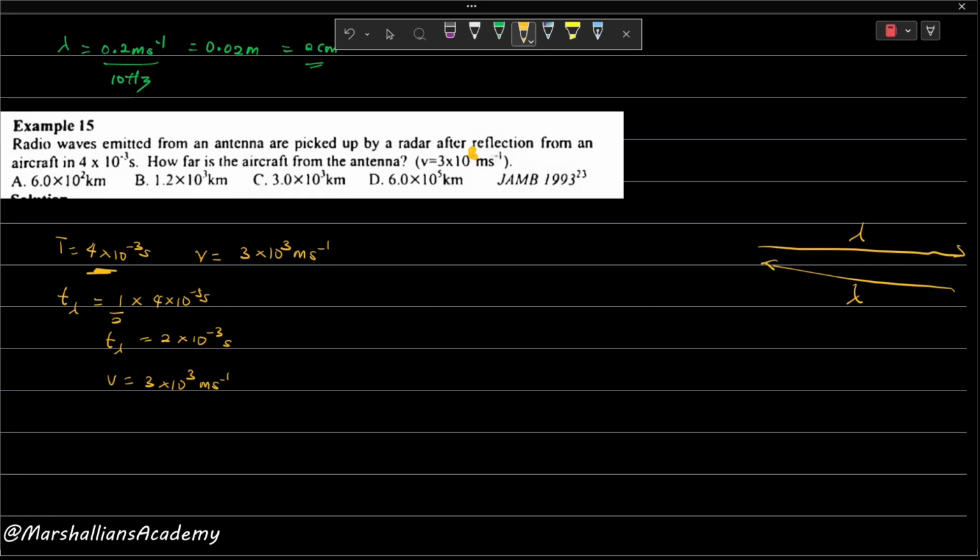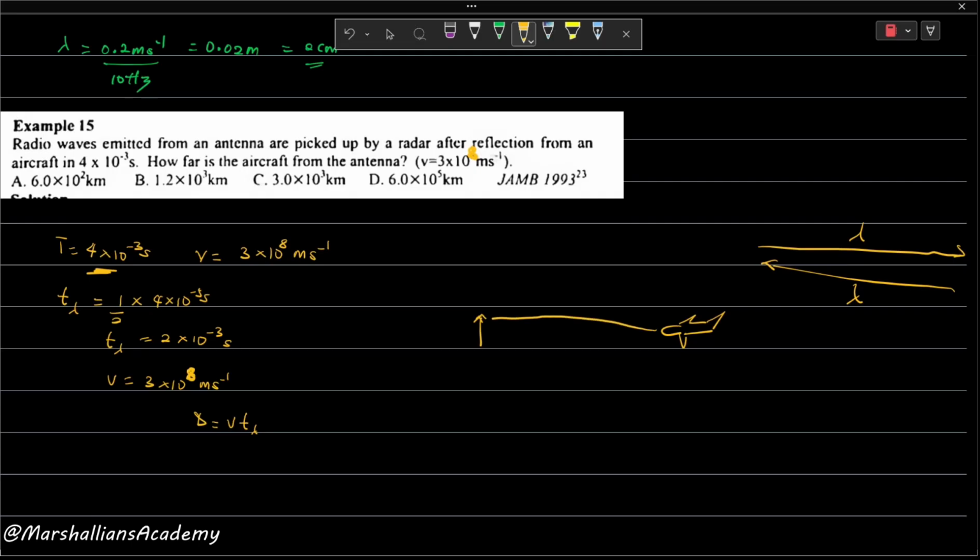Now, there's something important you have to pay attention to. They said the waves were picked up after reflection. Reflection means it has traveled, bounced off an object, then it bounces back. So it has done 1 distance, 2 distance. Are we together? Let me call the distance wavelength just for this example. It means the distance covered by this wave is 2 wavelengths. So if the distance covered is 2 wavelengths, it means it did 1 wavelength in half of this second.